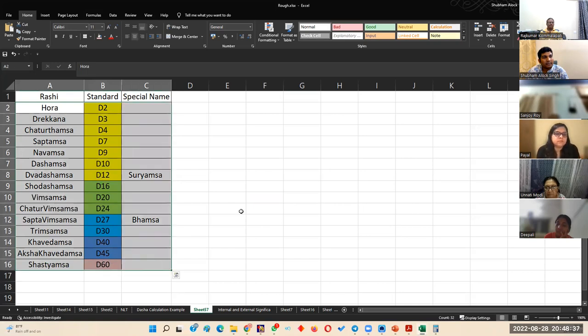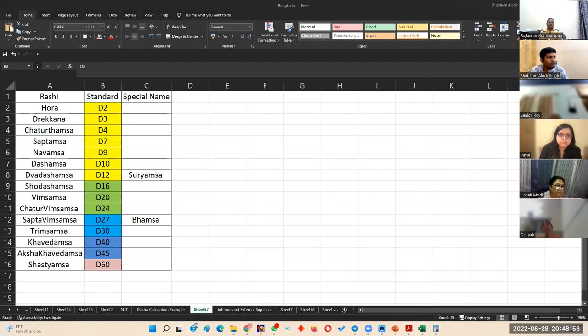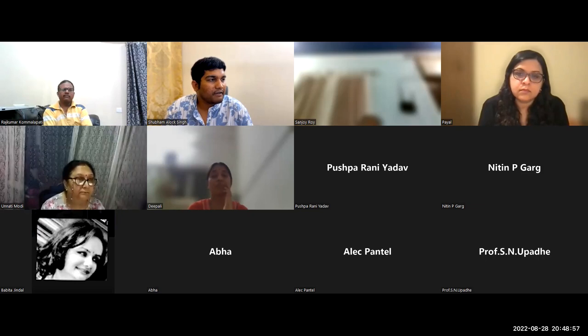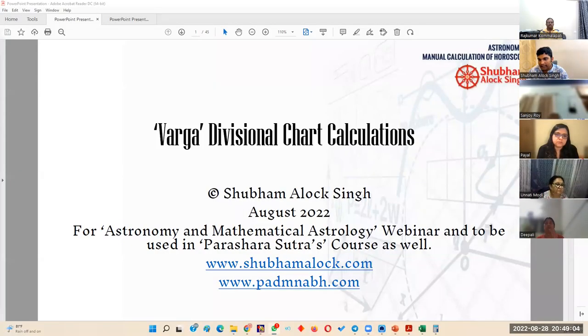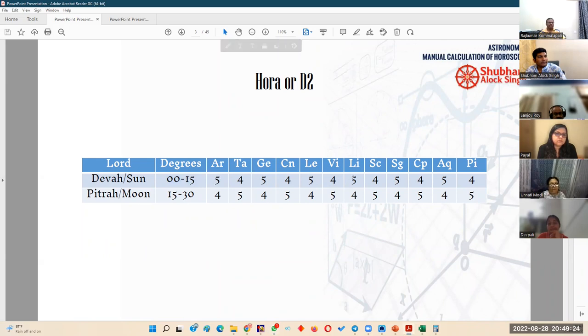A Rashi is divided into a particular number of parts as per the standard name that is written there. And that division generally is put into one Rashi, which is shown in this PDF. This PDF I will give you, don't worry. The Varga and divisional chart calculation PDF, you will get it. What does happen? Hora, D2, as I already told you, to make D2, one Rashi is divided into two parts. 0 degree to 15 degree in a male Rashi is ruled by Sun. 5 is written here. And the second 15 degree to 30 degree in a male Rashi is ruled by Moon. 4 is written here, which is reversed for even signs, right?